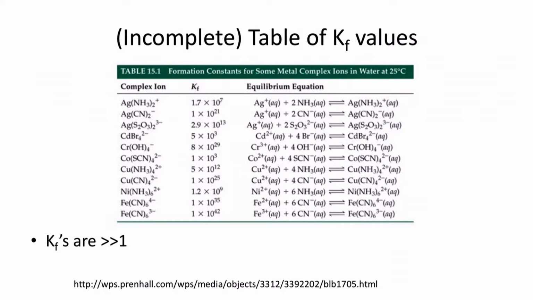The point is that there's going to be a certain equilibrium constant for these reactions, and we're going to call these equilibrium constants Kf. The F stands for formation. You can see in this table that in contrast to the Ksp values, which were super, super small, a lot of these Kf values are actually super, super big, which means that the equilibrium heavily favors the products compared to the reactants. So these reactions actually happen quite easily, especially if you have very, very high concentrations of the ligands present, which drive the equilibrium to the right-hand side.